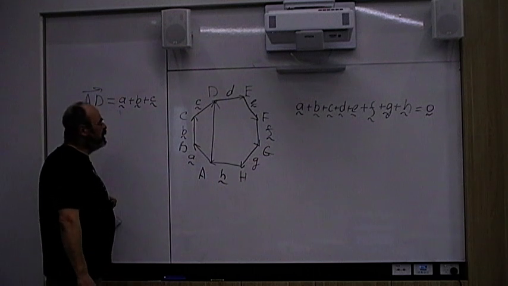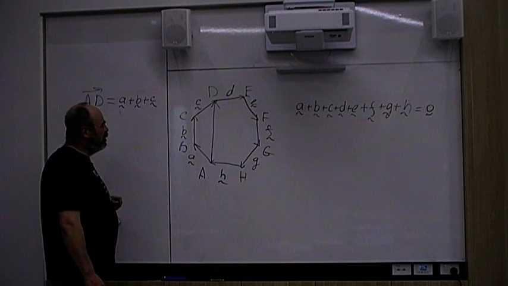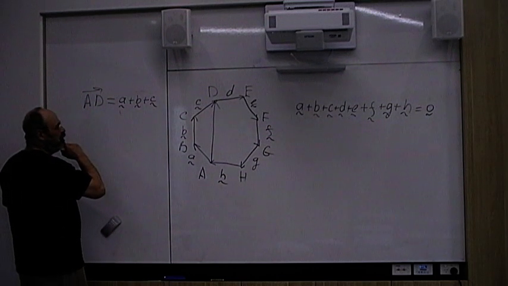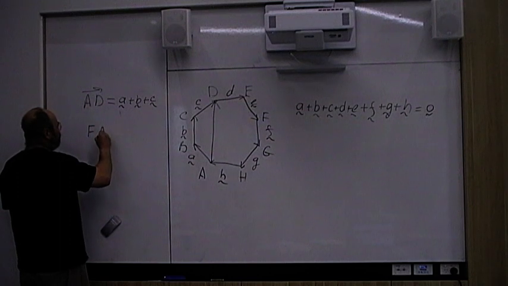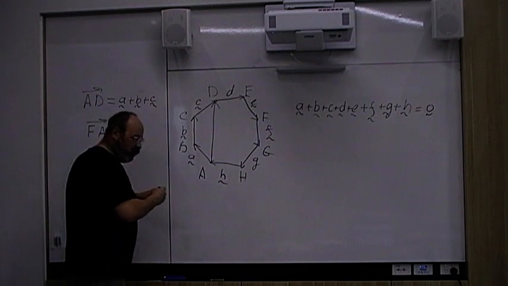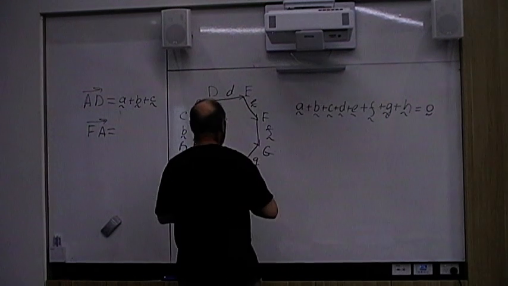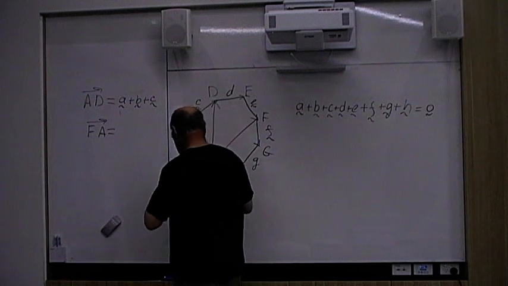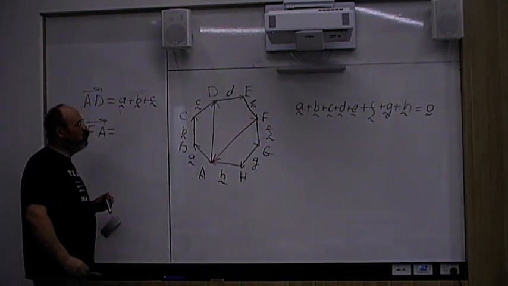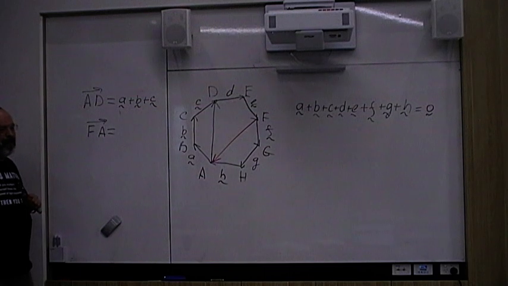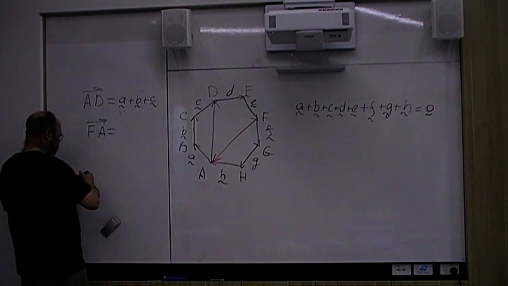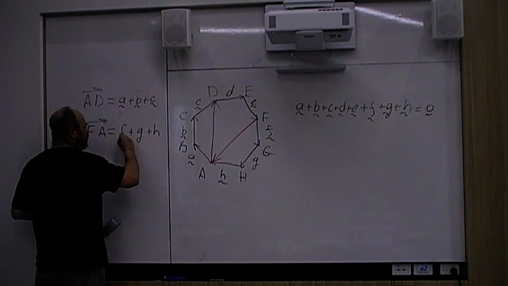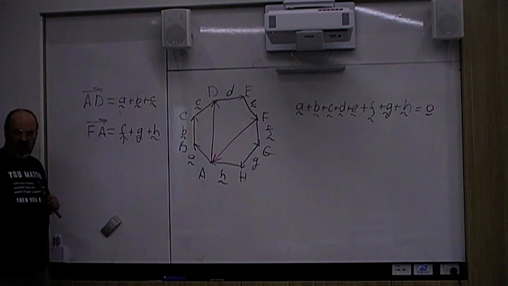What will be the vector FA? How can we find vector FA? F plus G plus H. Yes. The F plus G plus H. Make sense?